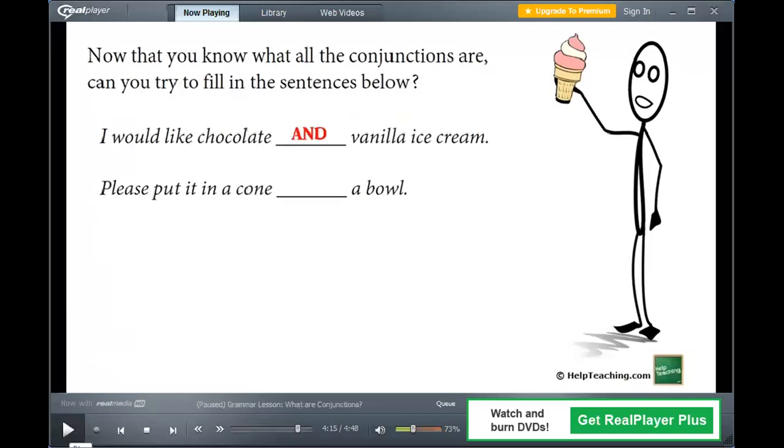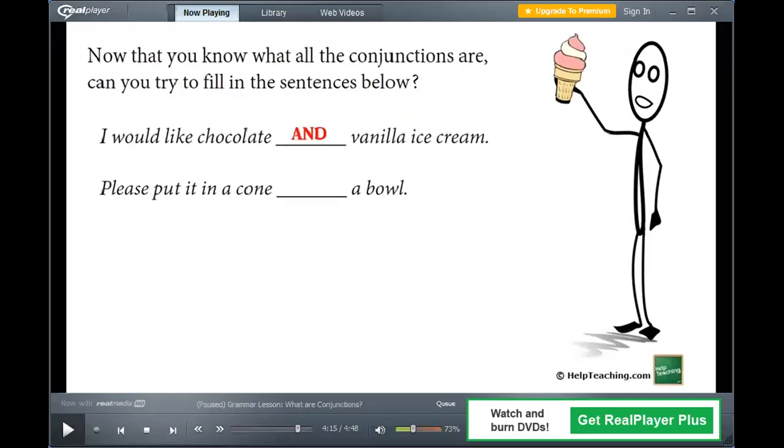So in this exercise, we're going to practice how to use conjunctions. The first one says, I would like chocolate dash vanilla ice cream. So the answer is, I would like chocolate and vanilla ice cream. Can we think of the second answer?